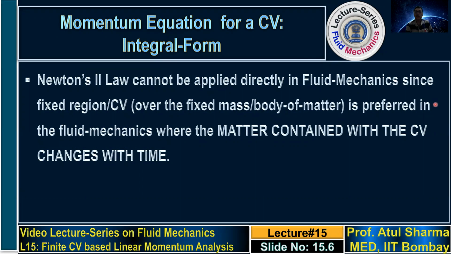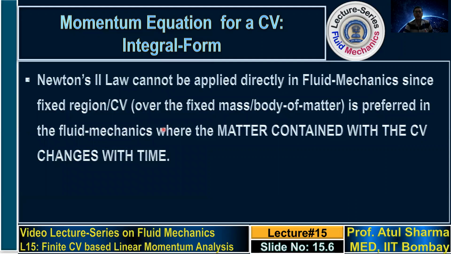Newton's second law cannot be applied directly in fluid mechanics because it was originally proposed for a fixed body of matter, whereas in fluid mechanics we prefer a fixed region, or control volume, where the matter contained within the control volume changes with time. So if you follow a fixed mass or body of matter, then for that case the Newton's second law was originally proposed. Now we want to apply it in fluid mechanics, where we do not have a fixed mass or body of matter, we have a fixed region.